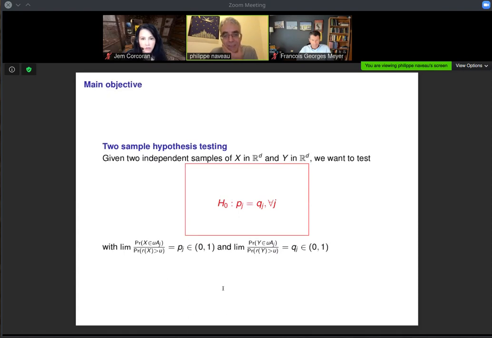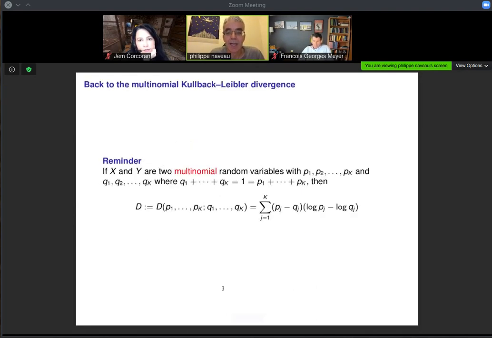Okay, so now under this framework, you can ask ourselves, well, I would like to test this P equals Q for any subset, okay? And one of my first slides at the beginning was about the two multinomial distributions. So if you remember, if I have two multinomial random variables, I could try to compare them with the Kullback-Leibler divergence, and that's an explicit formula for that.